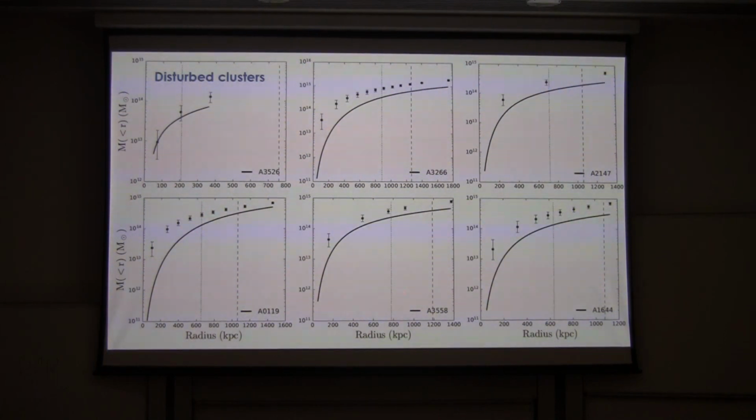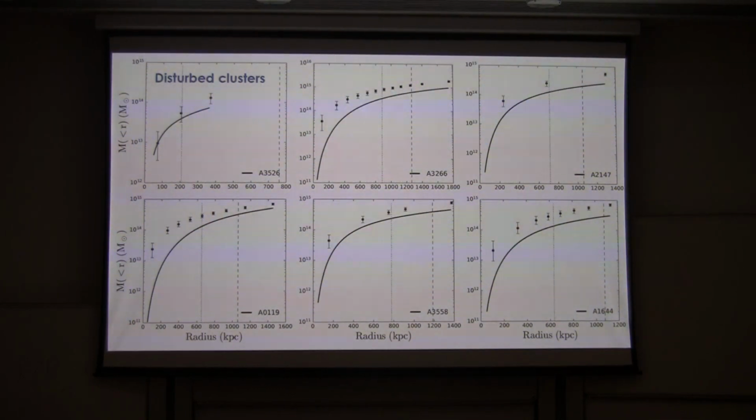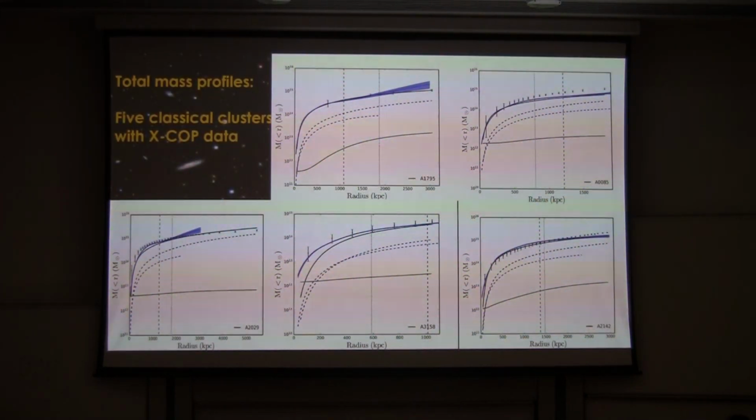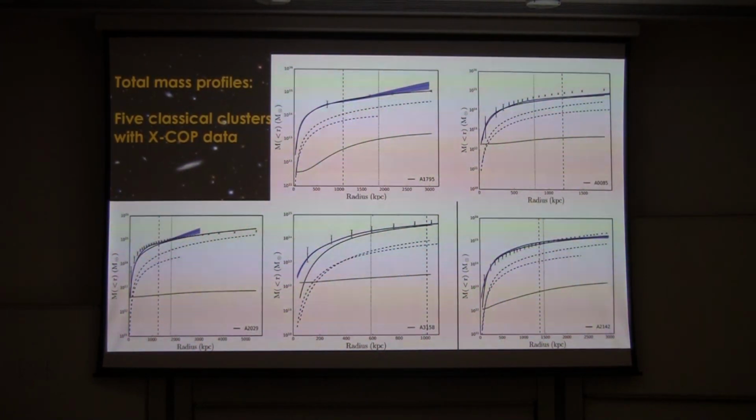The dashed line equally divides the galaxy number, so basically the same number in the inner region and in the outer region. The other dashed line is R500, to give you an idea of how large this cluster could be. So this is our main result. Five of the clusters we have derived, shown with error bars. For those five clusters, we have data from XCOP. They also measured the hydrostatic equilibrium mass, which is represented by the blue curves.